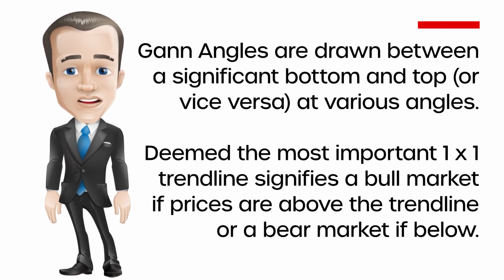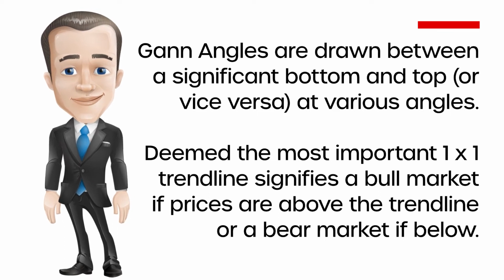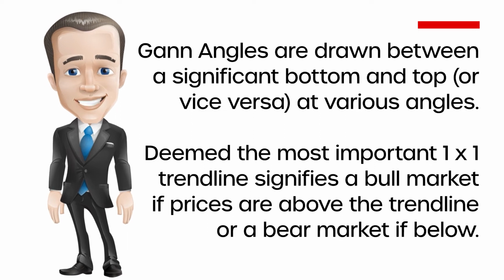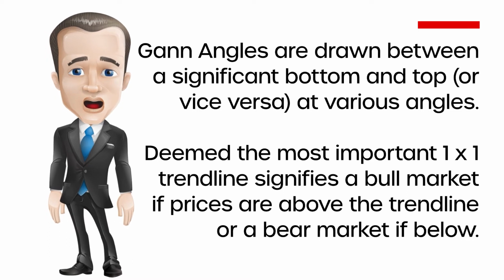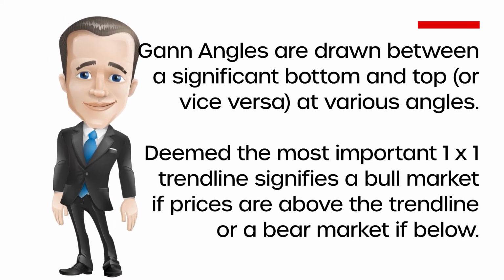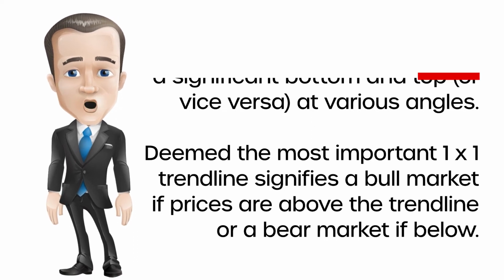Gann angles are drawn between a significant bottom and top or vice versa at various angles. Deemed the most important, the Gann one-on-one trend line signifies a bull market if prices are above the trend line or a bear market if below. Gann felt that the one-on-one trend line provides major support during an uptrend, and when the trend line is broken, it signifies a major reversal in the trend. Gann identified 9 significant angles, with the one-on-one being the most important.